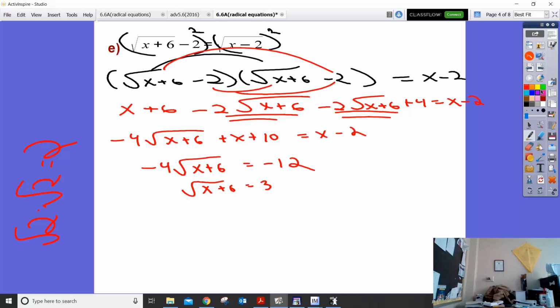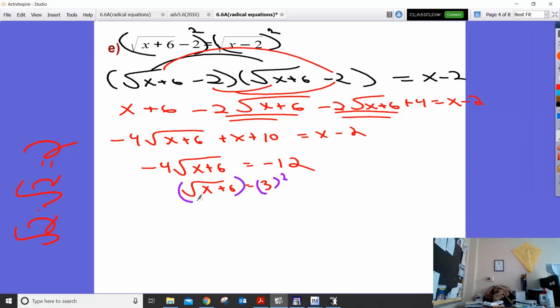What do you do to both sides? All right. X plus 6 is 9. And my x value is 3.